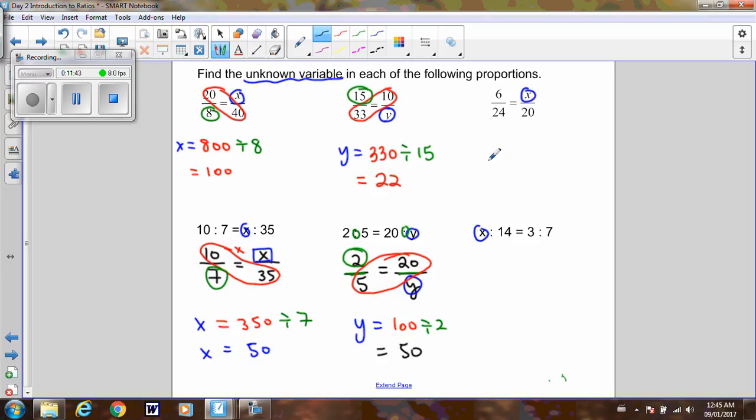Okay? And I'm going to leave the rest of these two questions for you to do, but I'm going to tell you the answers. The answer for this one is 5. The answer for this one here is going to be 6. Okay? Sorry about the long video, but good luck on solving proportions and ratios.